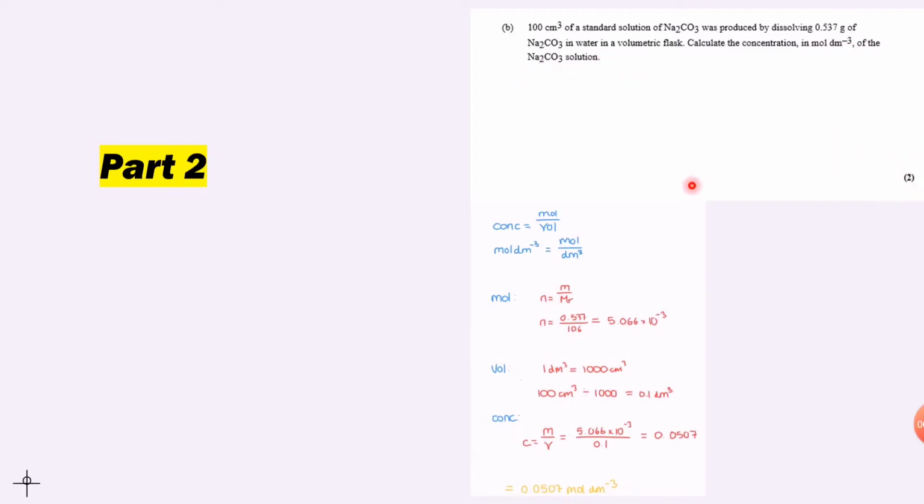So we first have to think, what is our equation for concentration and what are the units we need? So our equation for concentration is moles over volume, and it's given us in the question that it wants a concentration in moles per decimeter cubed. So this means that our moles must be in, obviously, moles, and our volume, it wants us to have it in decimeter cubed.